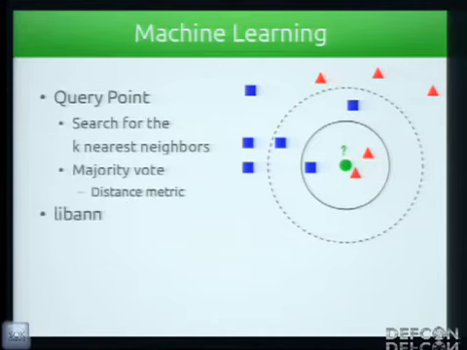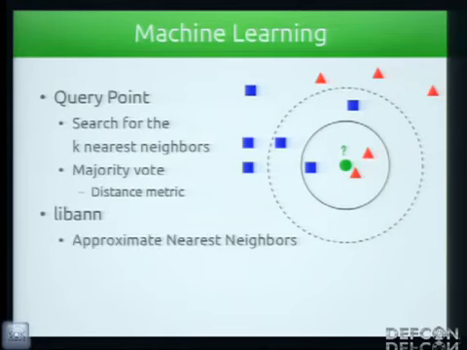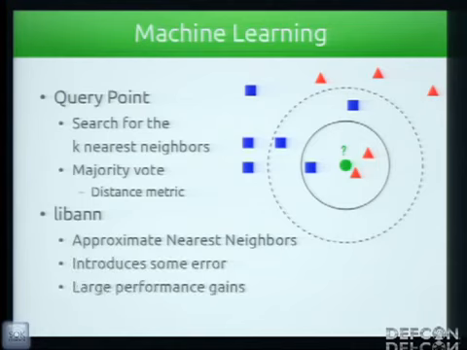We also use a distance metric, like I said. We use libann to do that, which is the approximate nearest neighbors library. It's approximate nearest neighbors because you introduce a tiny bit of error in the search space, but you get huge performance gains.